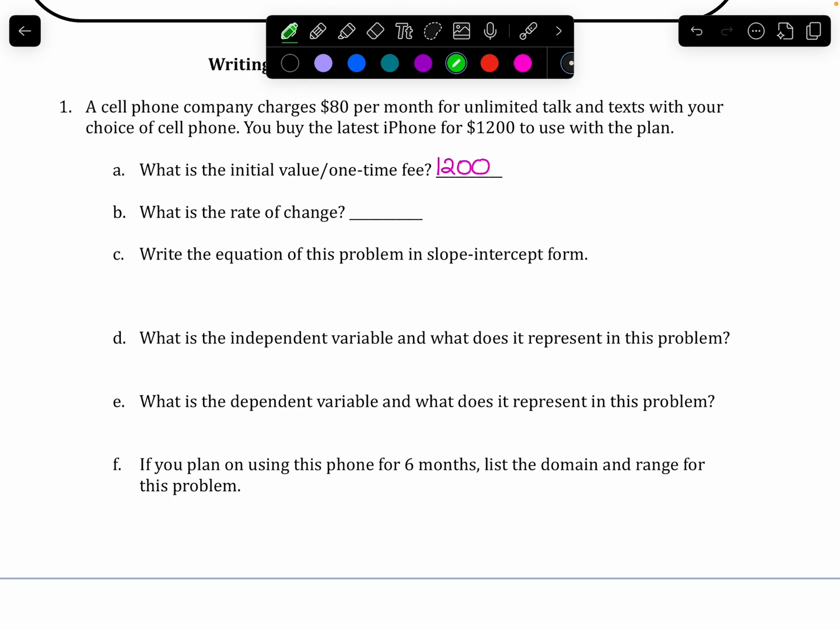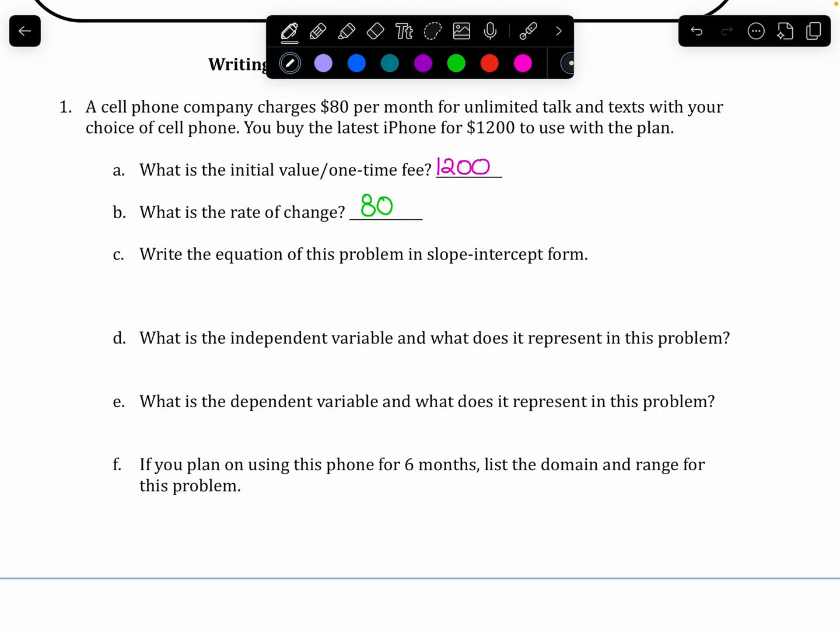or our one-time fee. The rate of change is what are we doing consistently? We are consistently paying $80 per month. We're not paying $1,200 every month because that'd be a lot of money, but you are going to be paying $80 per month, and because it's a constant rate each month, that's going to be our rate of change. Now, as a reminder, rate of change or slope does not contain a variable, so I'm not going to put x with it.